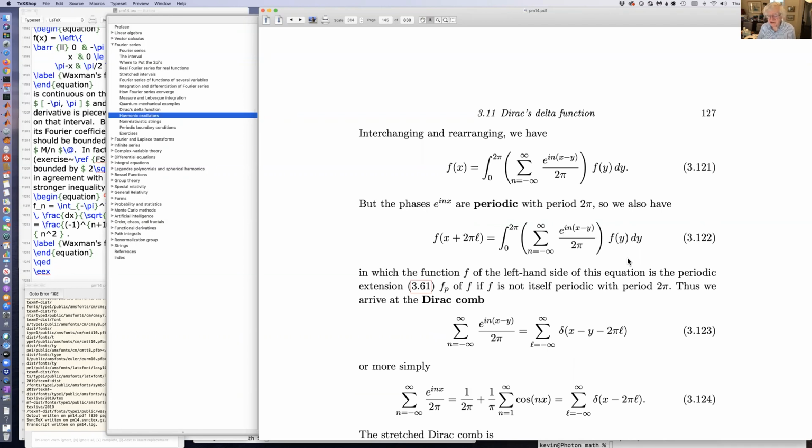So in other words, if you look at this, what you see is that this has spikes when x is equal to y plus 2 pi L, and that then projects out f of y plus 2 pi L. I'm sorry, this thing as a function of y has spikes when x is y plus 2 pi L. And so this gives us f of x plus 2 pi L.